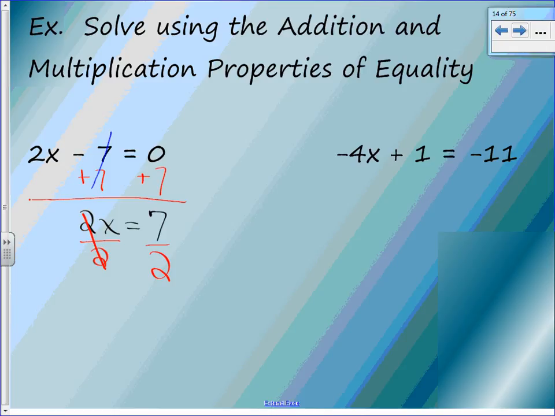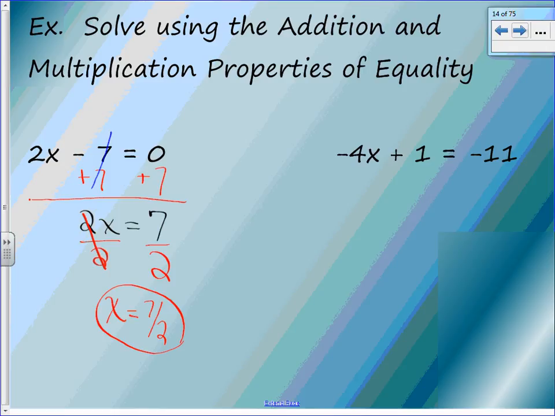Now in Algebra 1, as is in almost every math class going forward, you're going to want to leave your answer in reduced improper fraction form. So 7/2 is reduced, and you're going to want to leave it as an improper fraction unless it's a word problem. So if these were like the number of pieces of lumber, we want to call it 3.5 pieces. But if it's just a regular math problem, you'll leave it as 7/2.